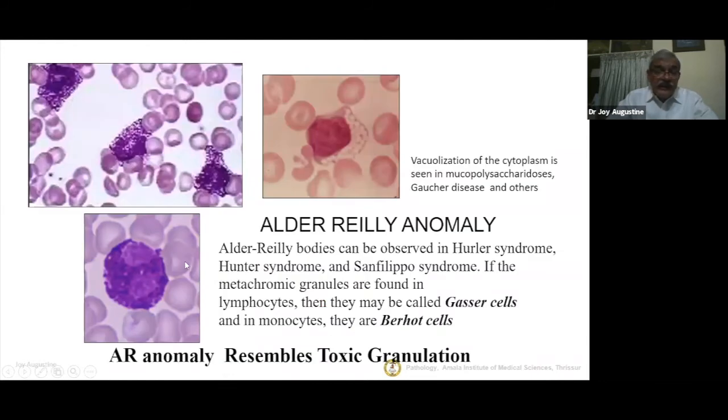Now, this is the Alder-Reilly anomaly. It does not produce serious functional abnormality of the leukocytes. However, you find these abnormal-looking granules which represent the accumulated mucopolysaccharides in the cells. And sometimes the lymphocytes also may show vacuolation. You can see it in Hurler syndrome, Hunter syndrome, Sanfilippo syndrome, etc. And these granules are metachromatic, so much so that they will show violetish or reddish stain if you stain it with methylene blue.